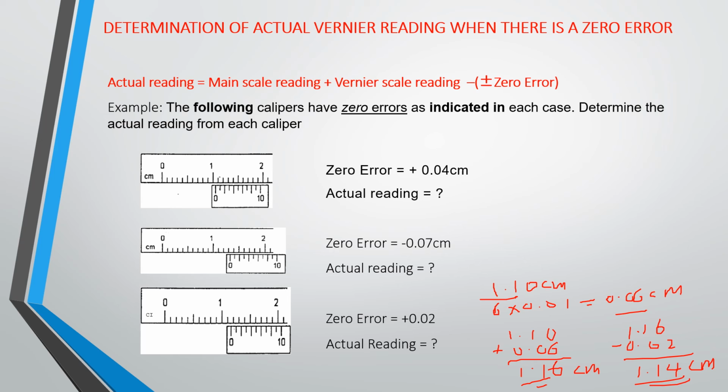Okay, so that is it, quite simple and easy. So this is the actual reading of this Vernier scale. Basically this is simple, and I want you to continue to try more examples.